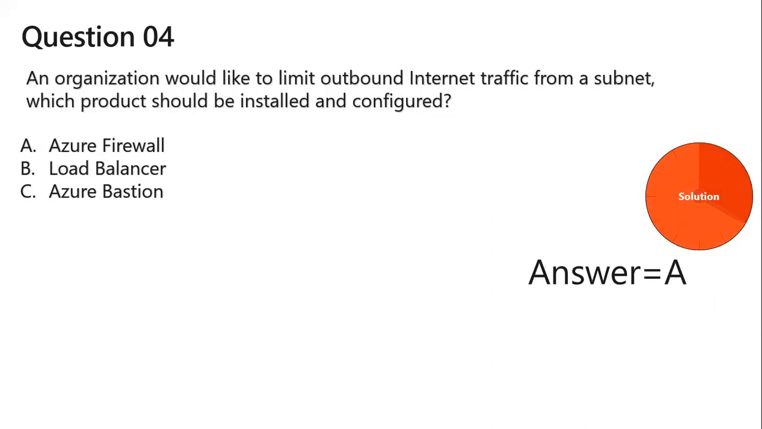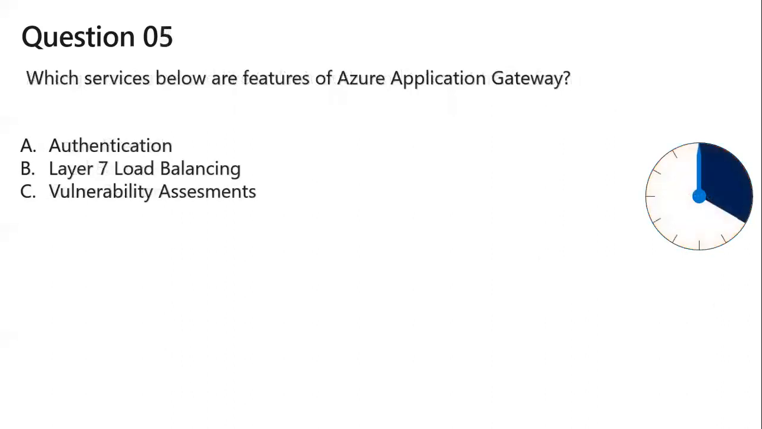And thank you very much everyone for the quick answers here. Moving ahead with the next question: Which of the services below are features of Azure Application Gateway? Authentication, Layer 7 load balancing, or vulnerability assessment. Please have your answers in the chat.